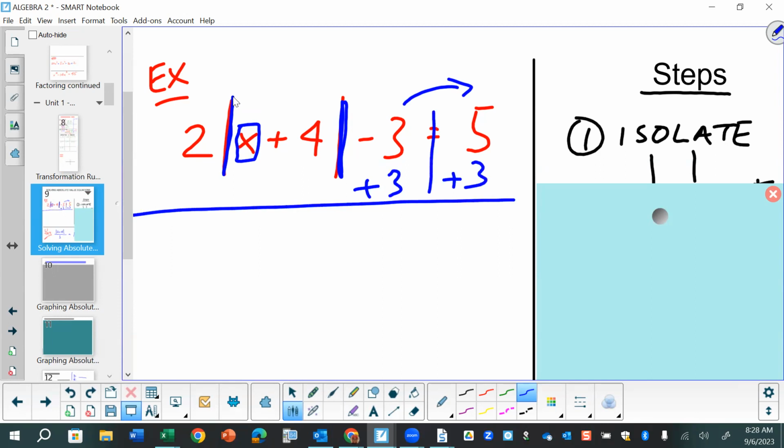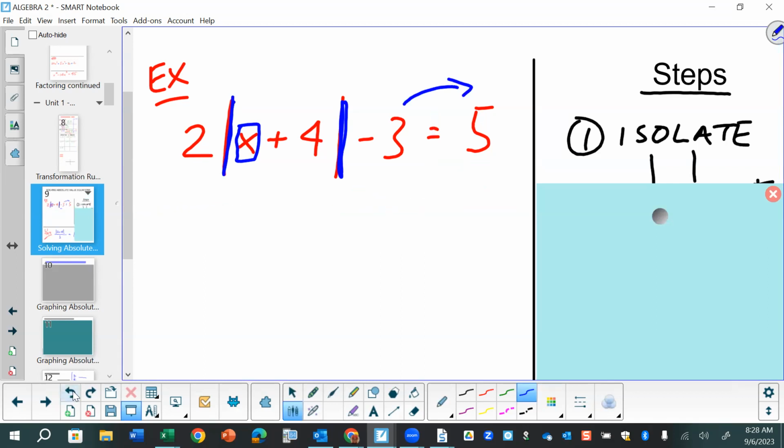My son used to draw a line there, so he kept the sides straight. You are a high flying honors group and, you know, upper level here. If you want to skip right to here, I'm fine. Okay. So step one accomplished.